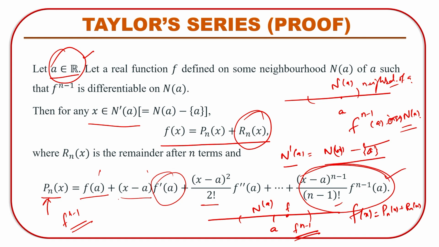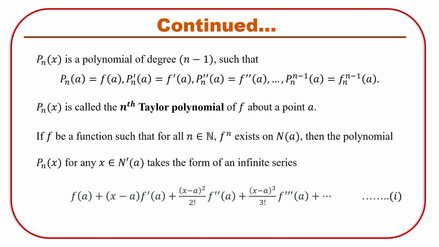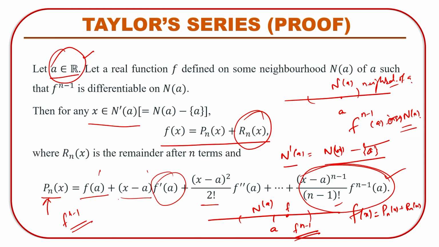So, using this construction of f(x), where we assumed f(x) as Pn(x) plus Rn(x), Rn(x) is whatever terms exist after the n terms, and it is just denoted as the remainder. Pn(x) is a polynomial of degree n minus 1 such that Pn(A) equals f(A), and Pn dash of A equals f dash of A. You can calculate this by looking at the structure itself. In Pn(A), all the other terms are going to be 0.